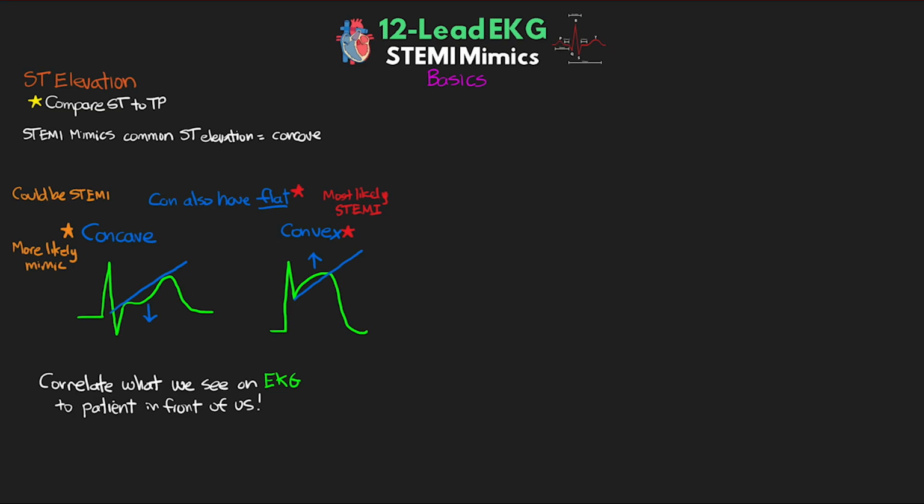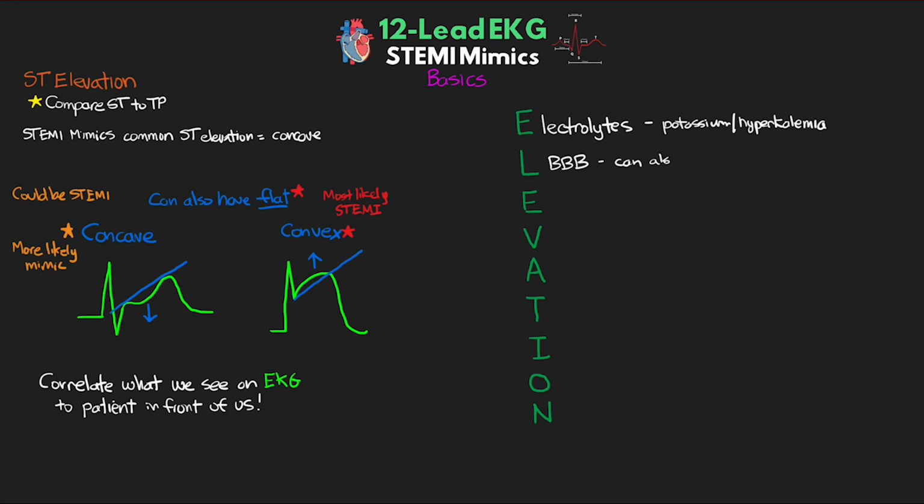And then finally, for the beginning part here, I want to share a quick mnemonic to hopefully help you remember some of the causes of ST elevation, and that is going to be the mnemonic ELEVATION. So to start off with the first E, this is for electrolytes, and here we're really thinking about potassium and hyperkalemia. For the L, this is for our left bundle branch block, although we can also see the same with right bundle branch block as well. The next E is going to be for electricity, and this is to help you remember both early repolarization as well as pacemakers, specifically in patients who are being ventricularly paced.